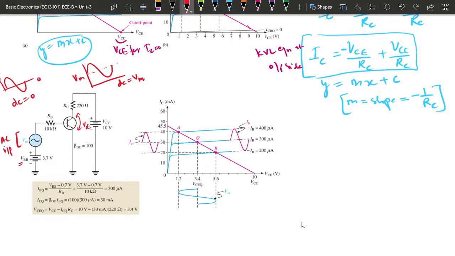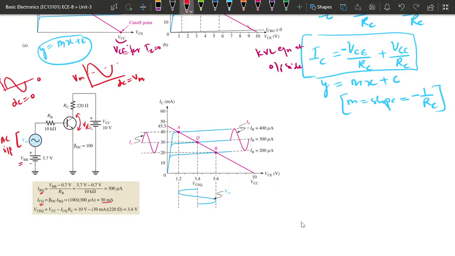So here by putting this 3.7, we get IBQ, that means the Q point IB. Once we put the 3.7, we get (3.7 minus 0.7) divided by 10k, since we have provided the 10k, so it is 300 microampere. So 300 microampere is the current. With respect to 300 microampere, what is ICQ? We have found out that it is 30 milliampere.